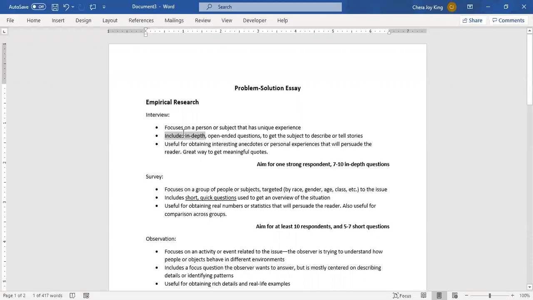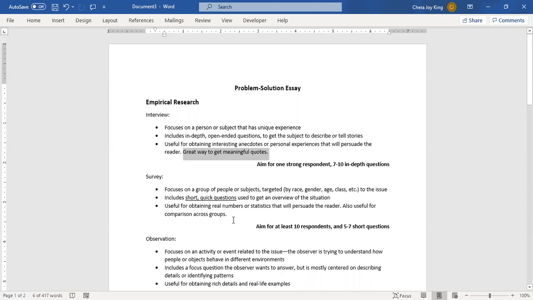You start with in-depth questions, so not questions that you can answer yes or no to. They need to be open-ended. And the purpose is to get the subject to describe things or tell stories about that unique experience that they have. This is really good for getting interesting anecdotes or personal experiences. You know from the last essay that talking about personal experiences is very persuasive. It's one form of pathos. So telling somebody's story is often going to be something that's going to help your readers really understand a problem or an issue. Typically, this is a great way to get quotes. So you're looking for something that they say really well, better than you can say it yourself.